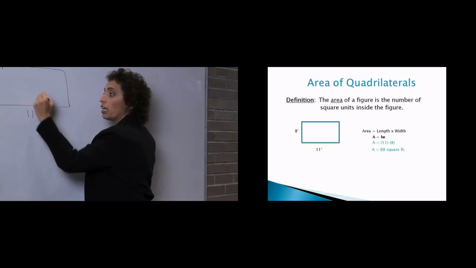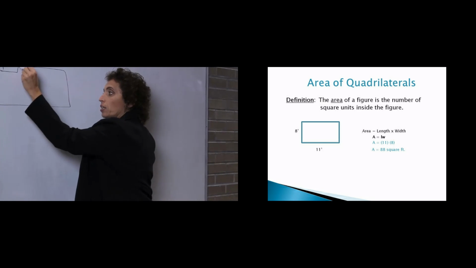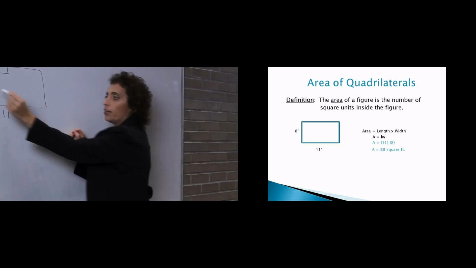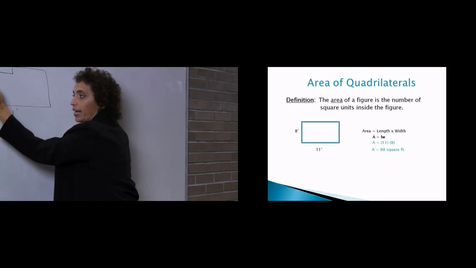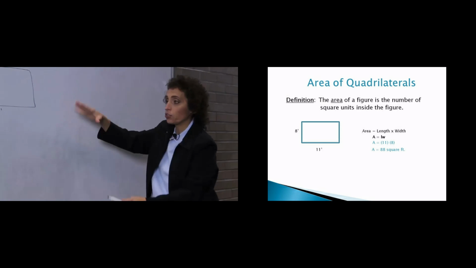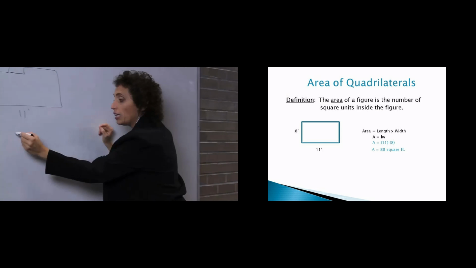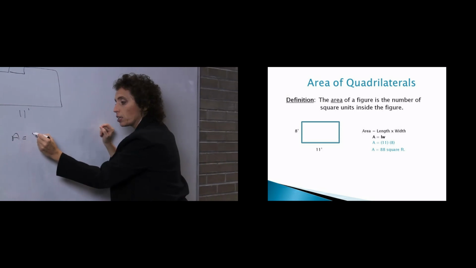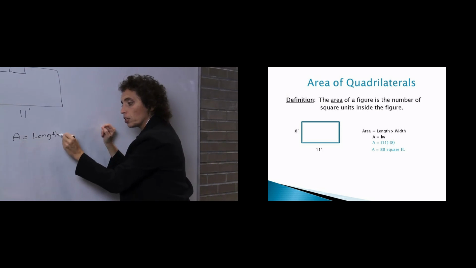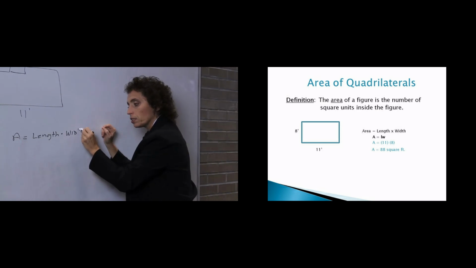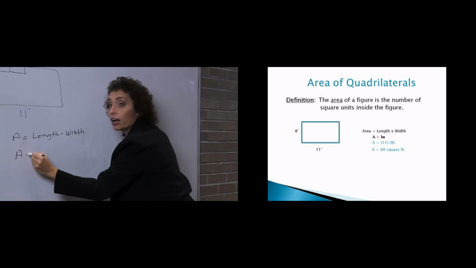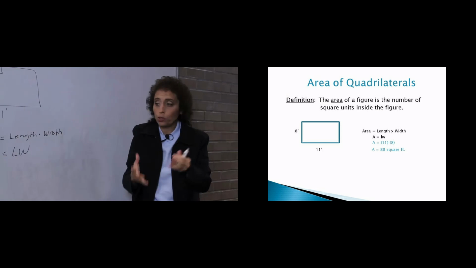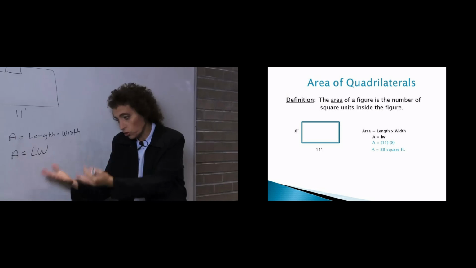Well, here's the deal. If this is 11 across, that means I can fit 11, all the same size, across, and if this is 8, that means they're going to go 8 down. So we want to know how many that's going to be. Well, that's simply 11 times 8, because area of a rectangle is length times width, which you'll see as area equals LW. And to be honest, it doesn't matter what you call the length and what you call the width. You know why? Because it's commutative.